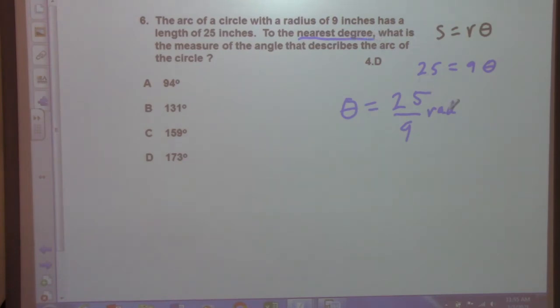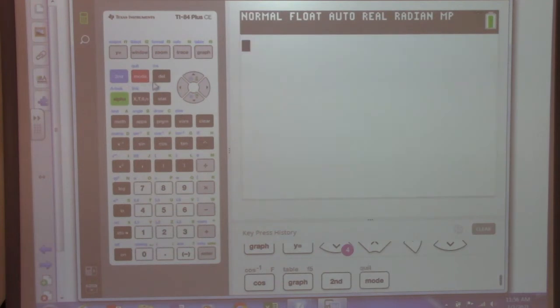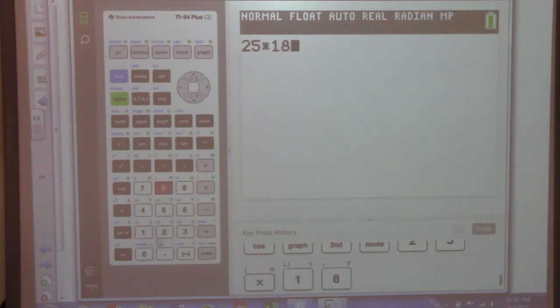How do we go ahead and change this to a degree? You have to multiply it by 180 over pi. So our answer should be 25 times 180 divided by 9 pi. Does that look right? Yes, and I got the answer too. Okay, 25 times 180, we're going to divide that by 9 pi, and just parenthesize that to be sure about it. So that looks good right there.